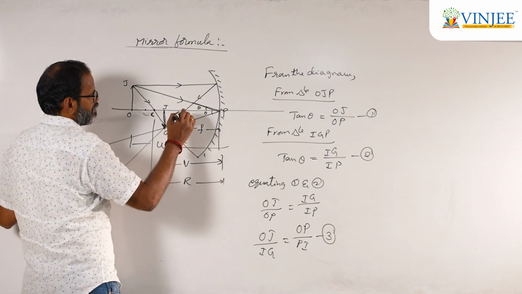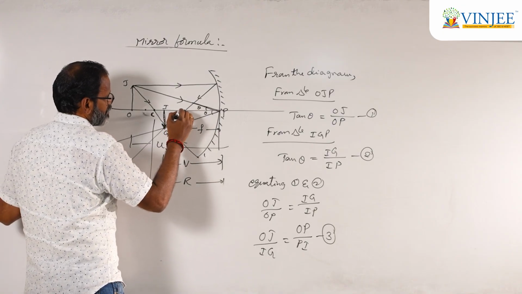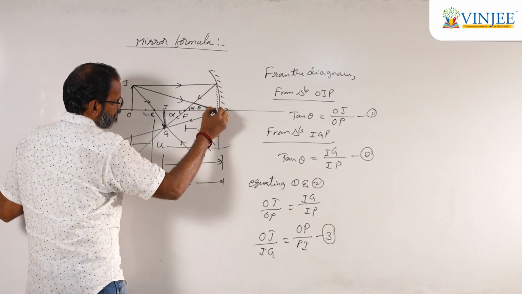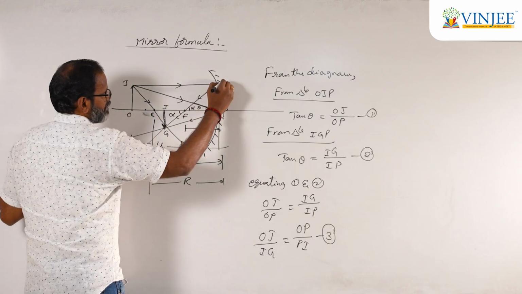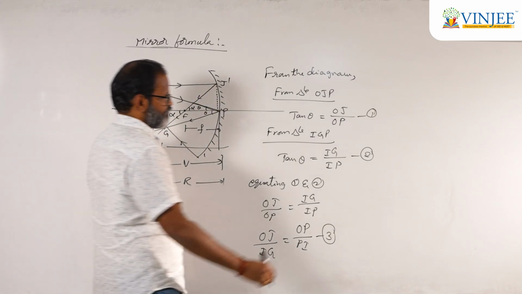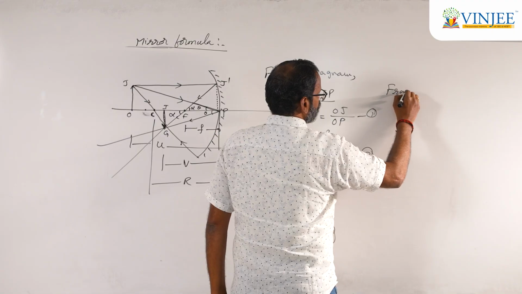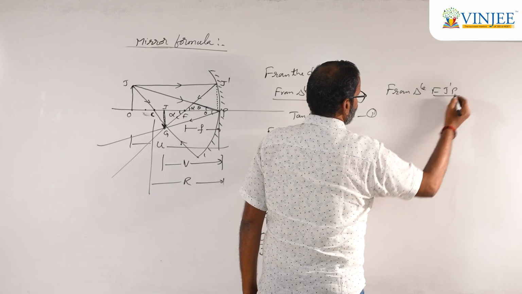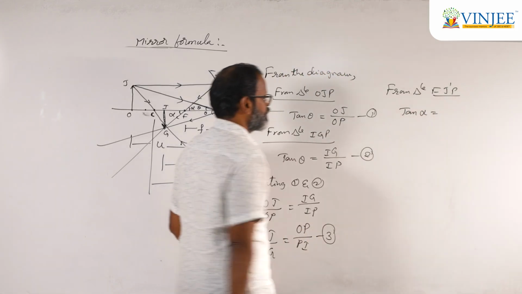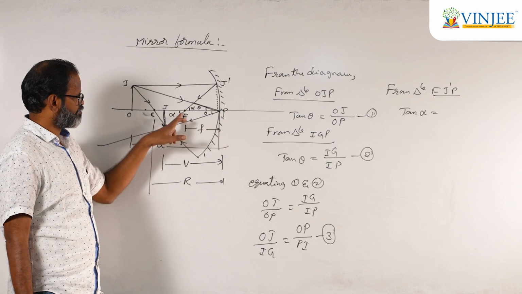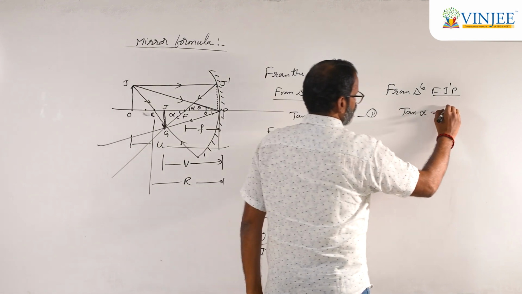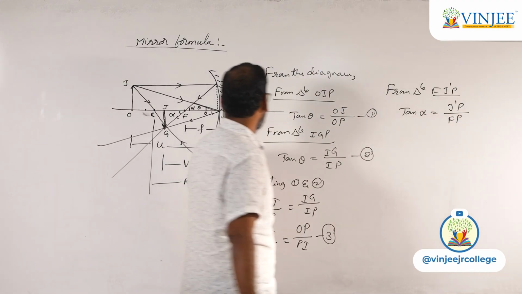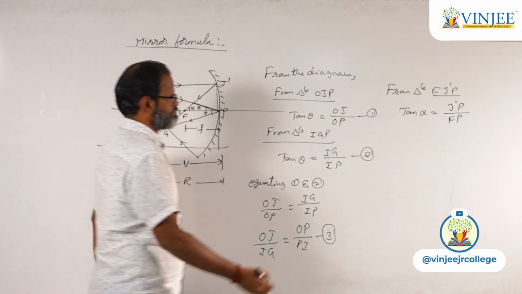In the diagram, let us suppose this angle is alpha and this one is alpha. Drop the normal from here that intersects at a point P. This is J dash. So from the diagram, from triangle FJ dash P, tan alpha is equal to opposite side divided by adjacent side, that is equal to J dash P divided by FP.